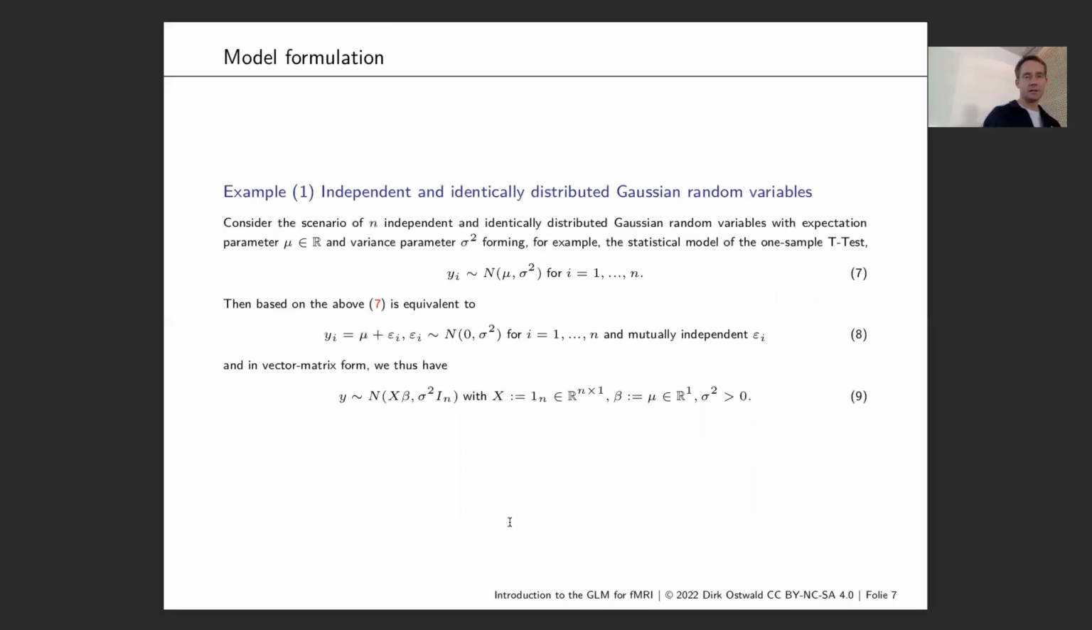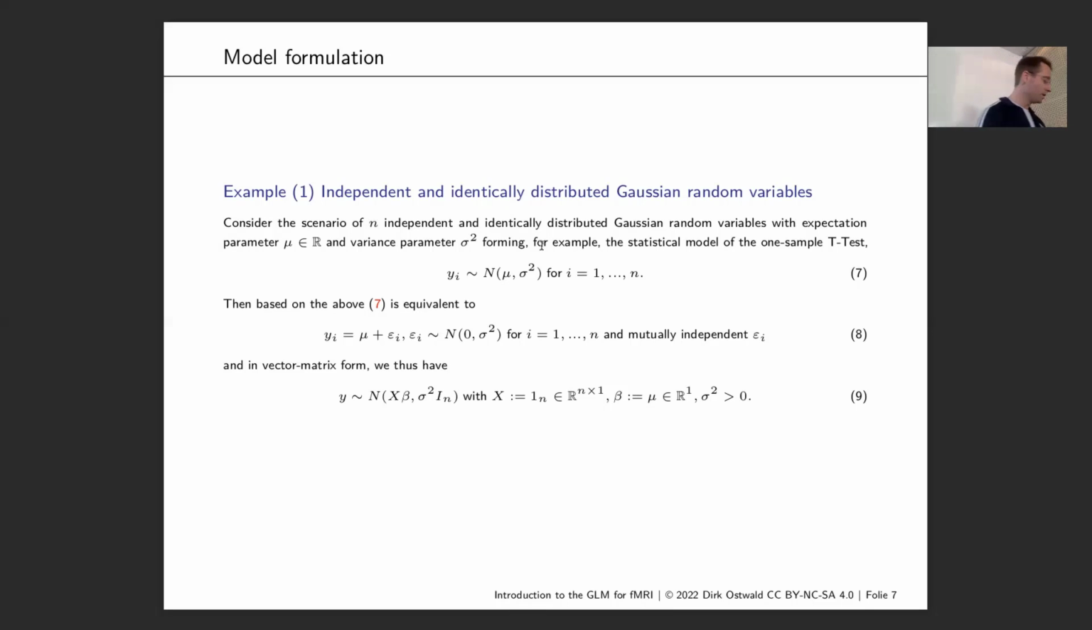Good, so that's the GLM, and we now look at two examples. The first being the model that's behind the one sample t-test. That's the model of independent and identically distributed Gaussian random variables. And then we look at simple linear regression. And we will also look at them once we have formulated the model. Again, this is all just model formulation for estimation and evaluation.